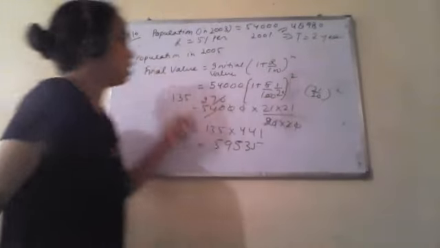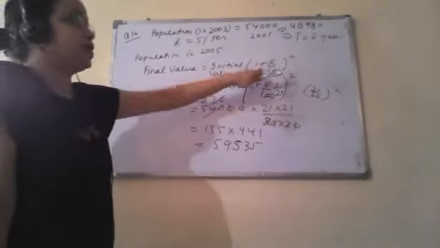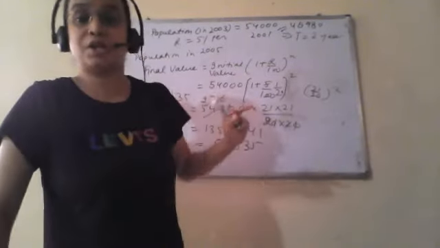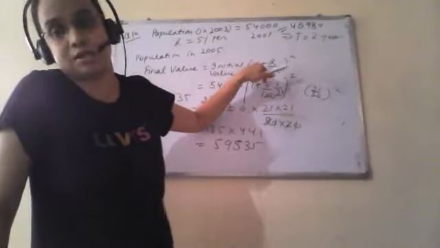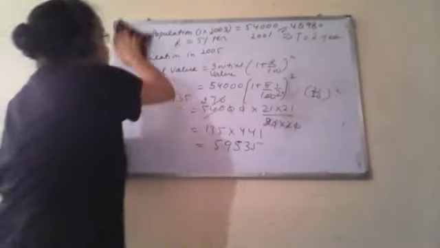So I hope this is clear to you. You have to memorize this formula only. In case the value is decreasing, or the population is decreasing, we just put a minus sign. Okay, this is the only difference.